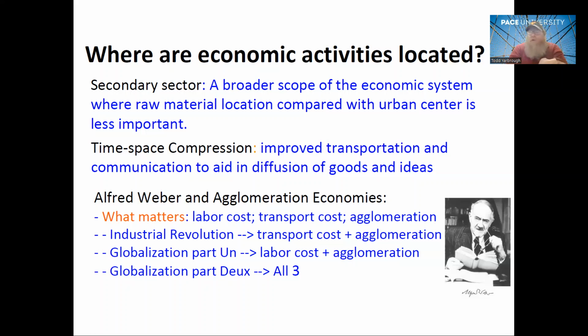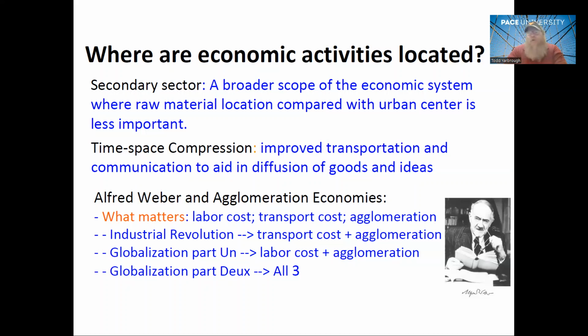So, like I said, primarily what we're going to talk about in this video is Alfred Weber's what he referred to as least cost theory of firm locational decisions, and then really motivates a conversation about something referred to as agglomeration economies. So in Weber's theory, what matters? Well, three things matter: labor cost, transportation cost, and then agglomeration.